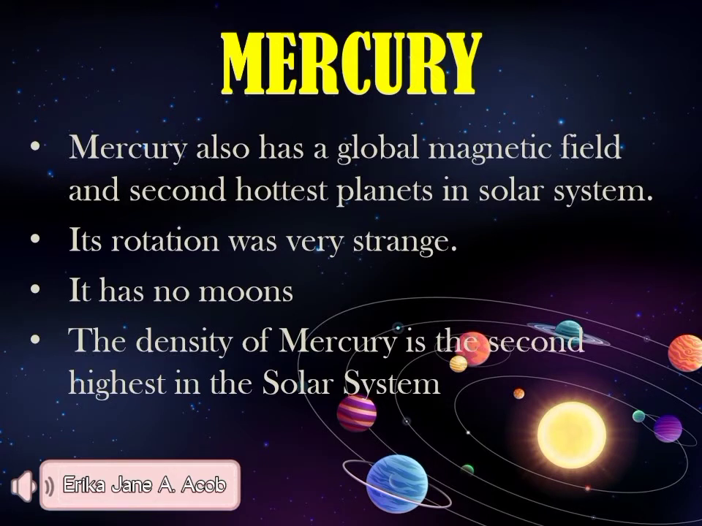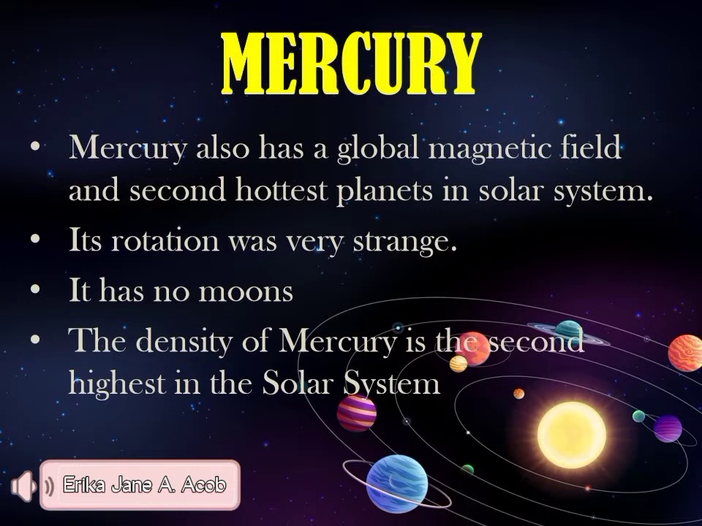So why is it second and not the first hottest? It's because Mercury has no way of trapping the heat that is generated by the sun. Since Mercury has almost no atmosphere because of its small size, hindi kaya ng gravity niya to hold down a normal atmosphere.